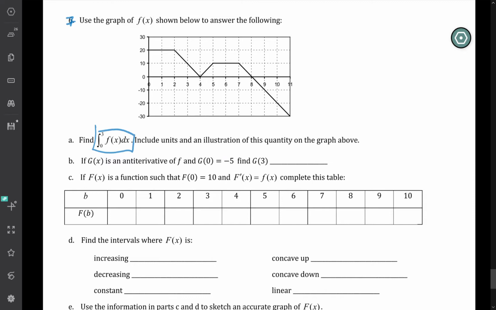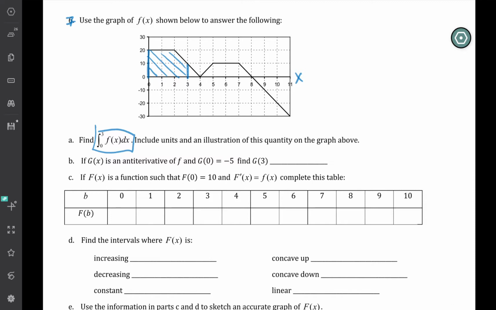and my very first question is to find the value of the definite integral of little f from 0 to 3. So that's saying that this is x. I want my interval to be here, and the integral is asking for area. So I'm looking for the shaded area there.